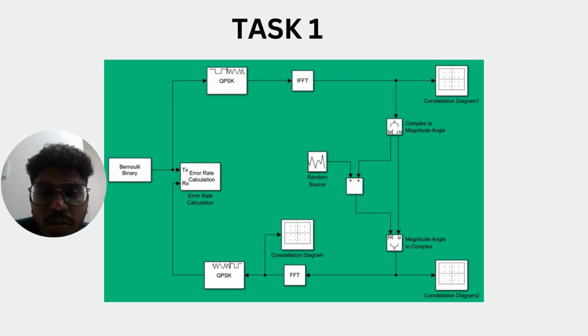As we can see, we have constructed the circuit in Simulink. So we have added the random sources, as well as QPSK and IFFT, and the constellation diagram, and Bernoulli binary, and also the error rate calculation, and also from digital to signal, sine wave, square wave of QPSK. And there are also three diagrams in it and the random source itself. So this is the task 1 diagram.